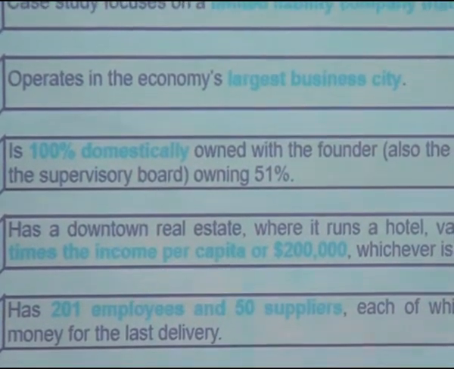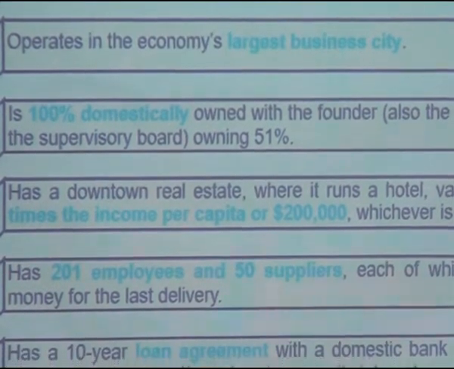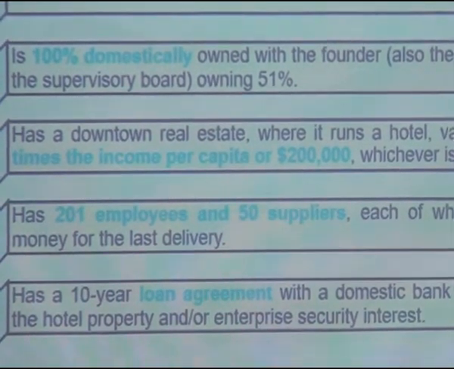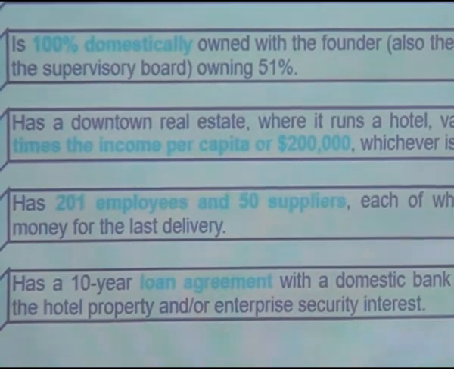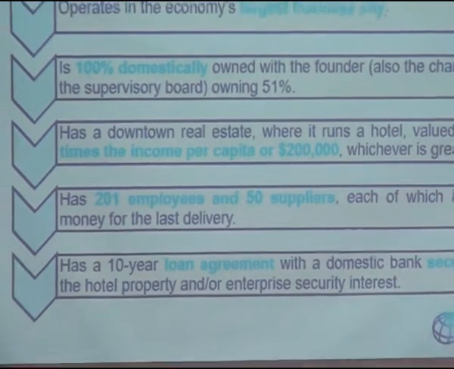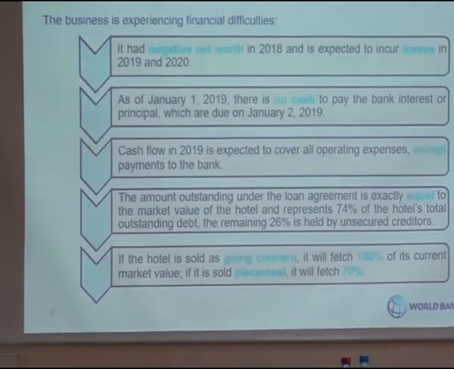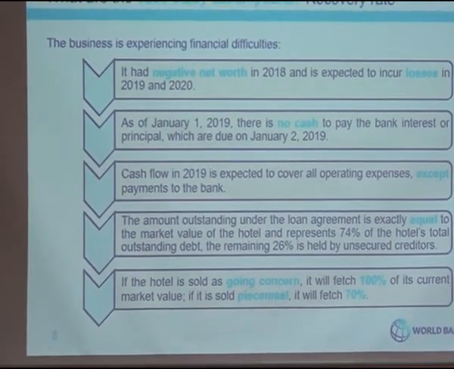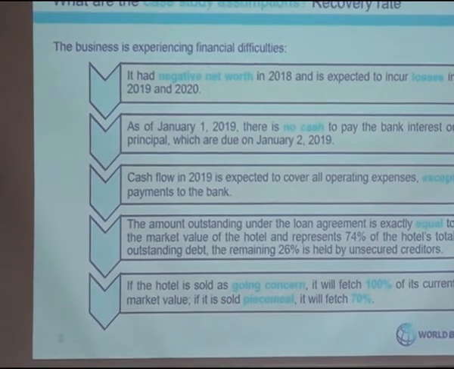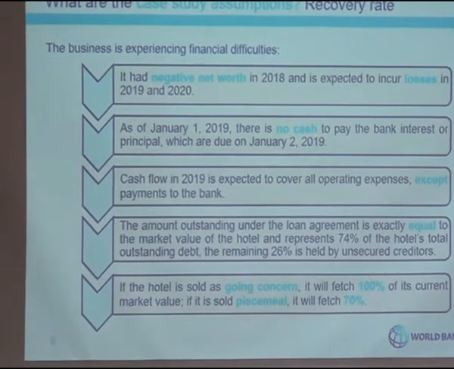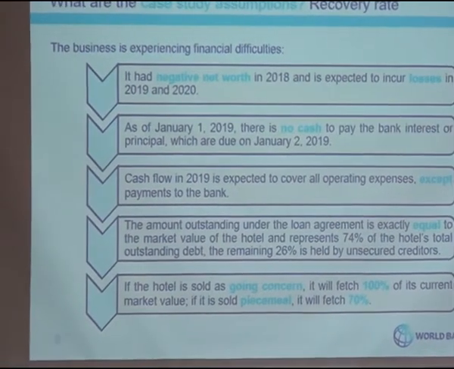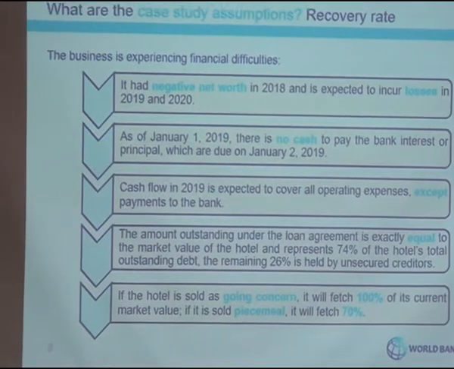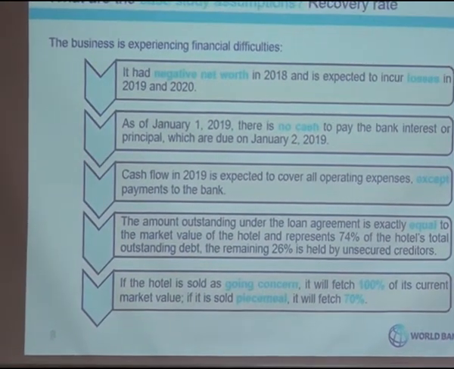We also assume that the limited liability company has 201 employees and has 50 suppliers, and each of them is owed money from the last delivery. This business also took a 10-year loan agreement from a domestic bank, and it secured it with the hotel property that we discussed earlier. We also assume that this business is experiencing financial difficulties. It had negative net worth in 2018, and it's also expected to incur losses in 2019 and 2020. We assume that as of the beginning of the year, there was no cash to pay the bank interest or the principal, and they're all due on the second day, so on January 2nd, 2019.